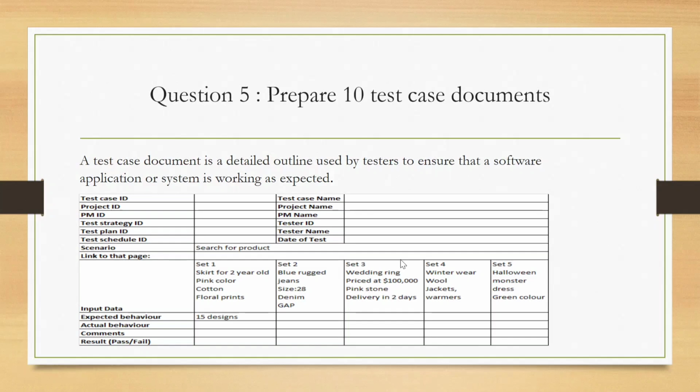So you need to mention the test case ID, project ID, project manager ID, test strategies and scenario, test schedule ID, input data, and link to that page, expected behavior, actual behavior, comments, and results. Here the test case name, project manager name, tester ID, like that. In this way you need to mention the test case document.